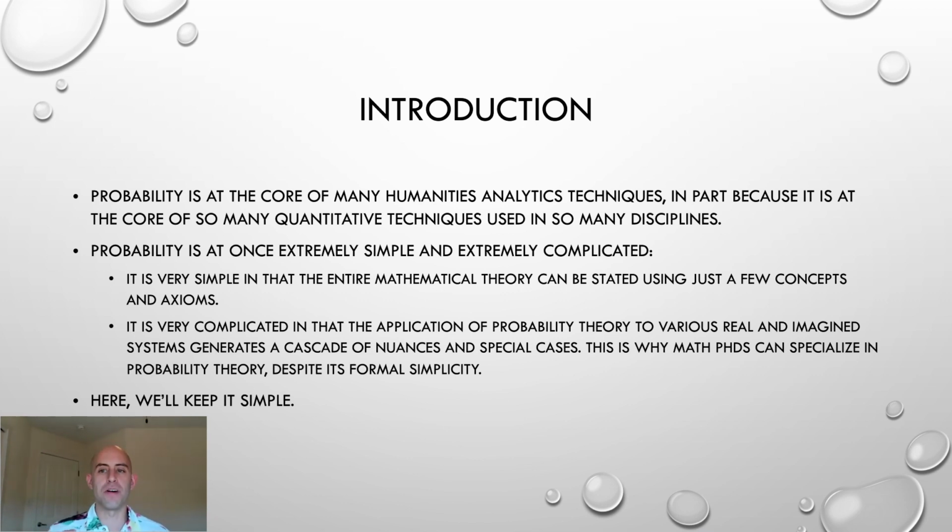I'm obsessed with probability, right? In many ways, I consider myself a philosopher of probability. I just absolutely love the concept. And what I think is so fascinating about probability is that it is at once extremely simple and extremely complicated, right? It's very simple in that the entire mathematical theory can be stated using just a few concepts and axioms. You really just need the idea of a set, a subset, a function, and these three axioms, and you've more or less got everything there is to probability. You can write down the axioms of probability on an index card, no problem.